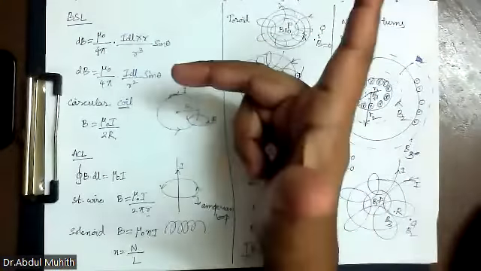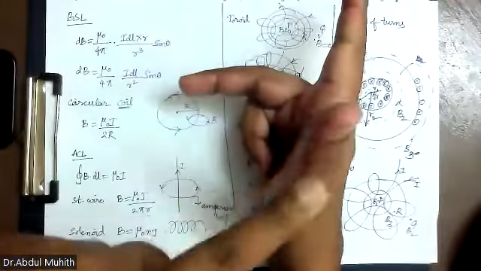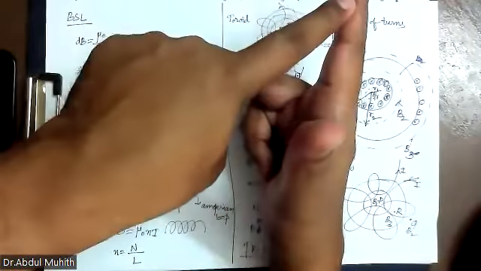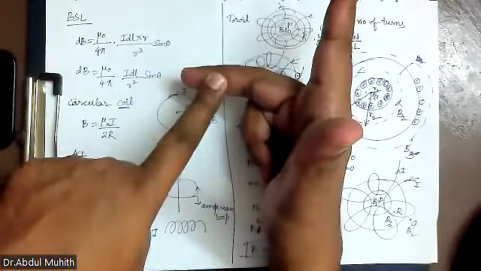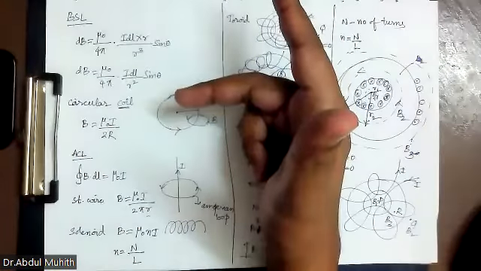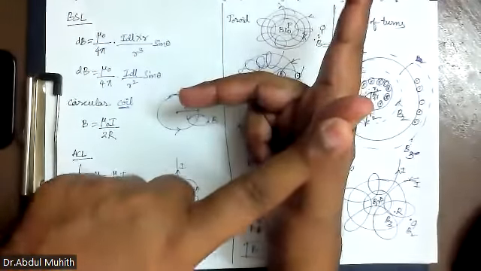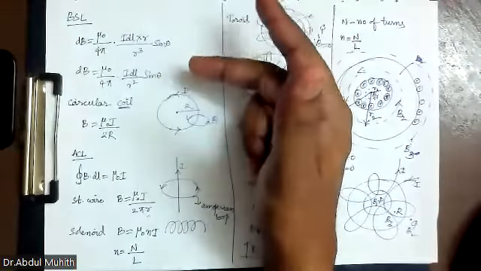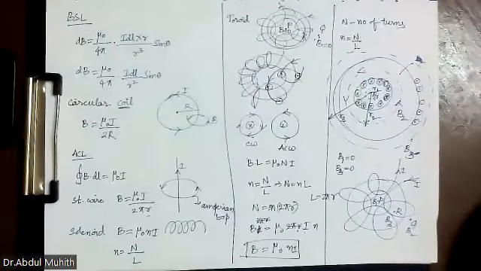Come to the right hand. In the right hand rule, if this is the magnetic field, this is the motion of the conductor, and this is the induced current. Is that clear? Once again, this is the magnetic field, this is the motion of the conductor, this is the induced current. Got it? Is it clear?